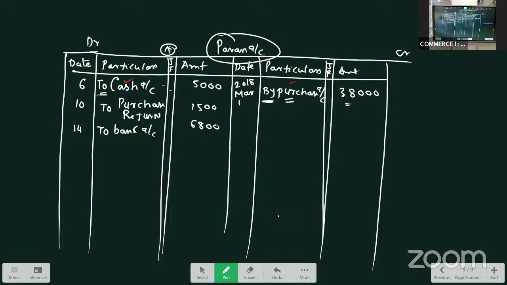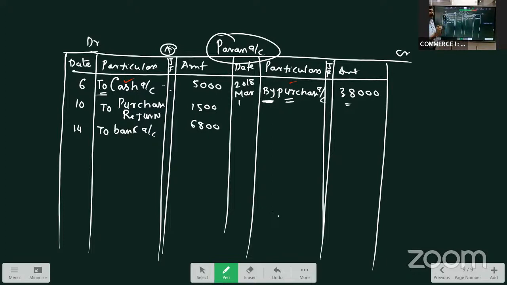The next transaction is discount allowed by Pawan. Okay. Here, discount is a nominal account. Pawan is allowing discount. So for Pawan, it is an expense.